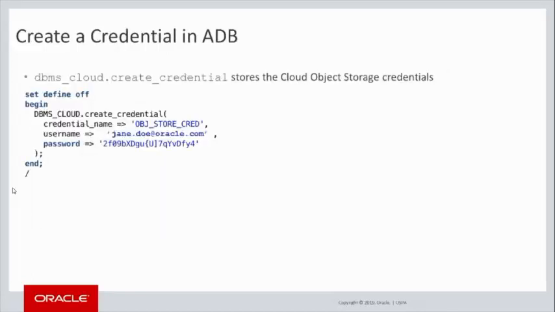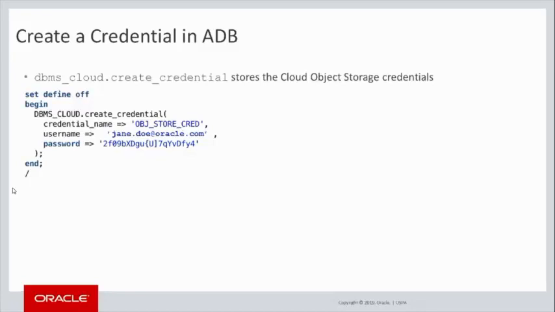In a SQL connection to ADB, connected as admin, run the DBMS_CLOUD command using the authorization token just created as the password. In this example, we are creating a credential called obj_store_cred with the Oracle Cloud Infrastructure user of yasin.baskin@oracle.com. And for the password, we're using the token generated in the previous step.